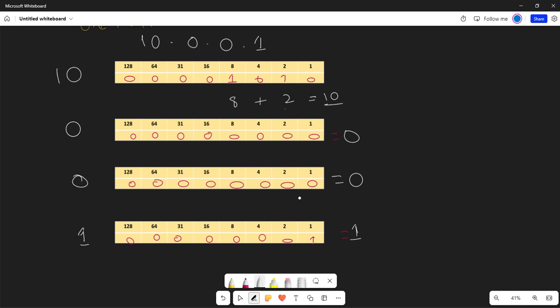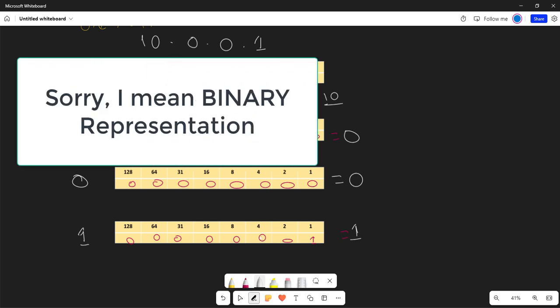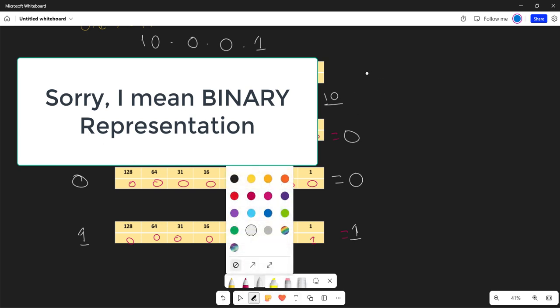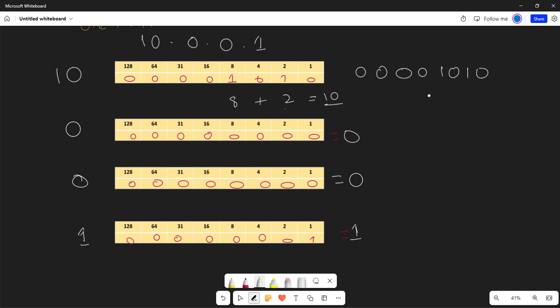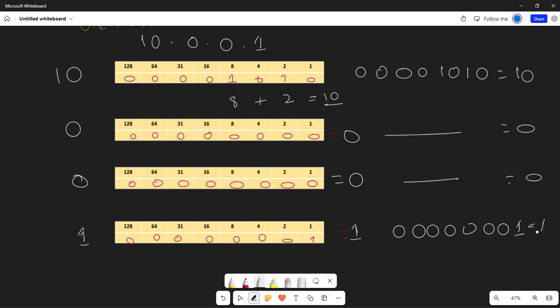Now, what is the binary representation? It's very obvious now. So the representation for this one is 0, 0, 0, 0, 1, 0, 1, 0. This is 10. Now for 0, all is 0, so all is 0, it is 0. This is all 0, and this is 0. And for the last one, it is 0, 0, 0, 0, 0, 0, 0, 1, and this is 1.